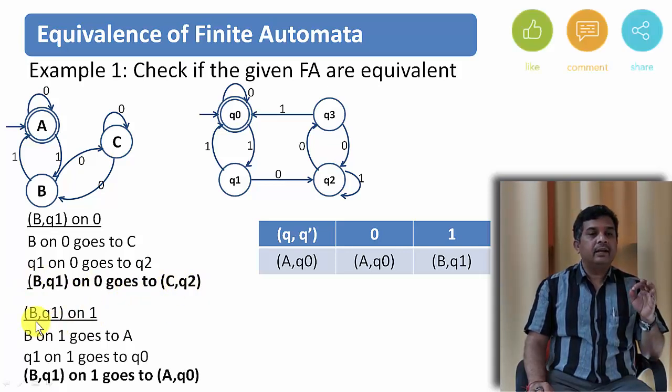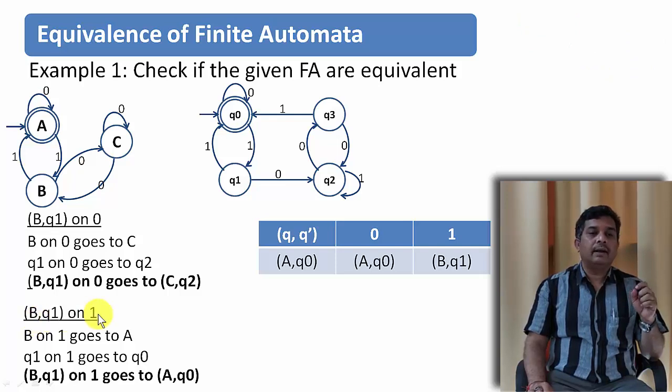Similarly, find the transition B Q1 on 1. B on 1 goes to A, and Q1 on 1 goes to Q0. So B Q1 on 1 goes to A Q0. So we can fill the entry in the table.